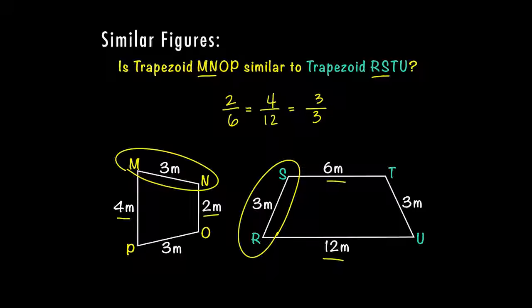First, I'm going to check the rate of the first part of my proportion. 2 goes into 4 two times. 6 goes into 12 two times, which means I can also check it going up and down. So 2 goes into 6 three times. 4 goes into 12 three times. So that means that 3 has to go into 3 three times, which is not true. So that means that this one is not similar.